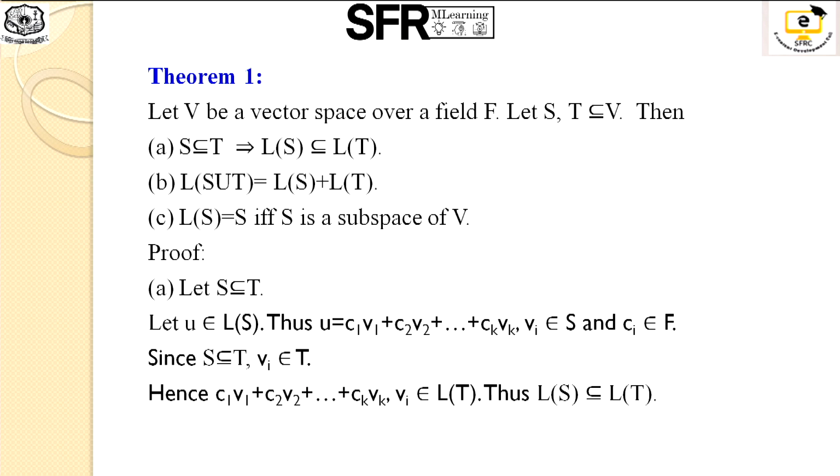So we will take the first one. Let S be contained in T, that is S is a subset of T. We take one element from L of S, u belongs to L of S, then u equal to c1 v1 plus c2 v2 plus etc. plus ck vk, vi belongs to S and ci belongs to the field F. Since S is contained in T, the vi's also belong to T. Hence c1 v1 plus c2 v2 plus etc. plus ck vk belongs to L of T. Thus L of S is contained in L of T.